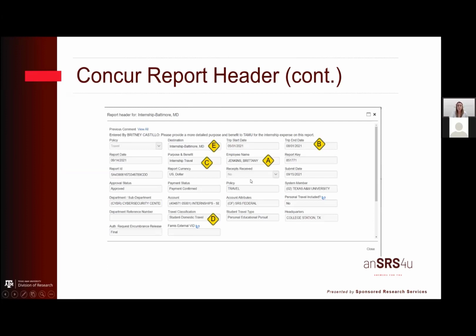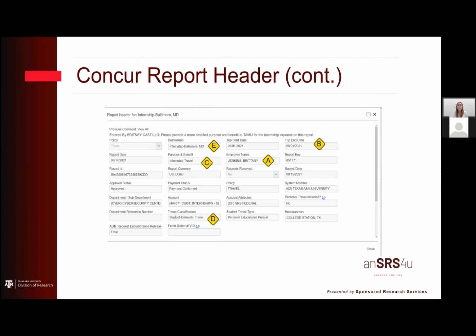Next, we're looking at the trip start dates and end dates to make sure that they're within the period of performance. Next, we're looking at the purpose and benefit. So here we want to see that there's a descriptive statement about how this specific travel benefits the project and what's the relevance to the project. Next, we're looking at the travel classification, item D. And here we want to make sure that the appropriate travel classification is selected, because that will drive the object codes for all the expenses. And we want to ensure that that lines up with our approved budget.